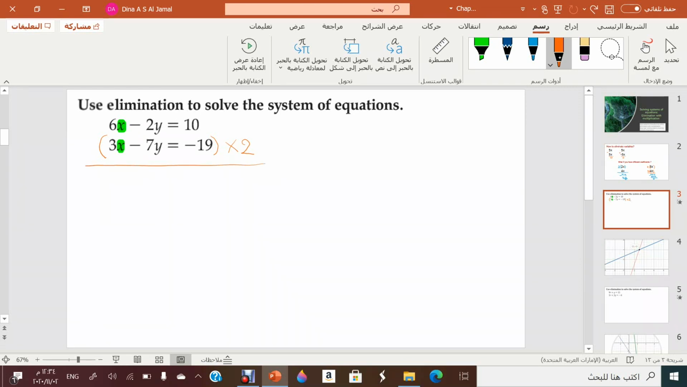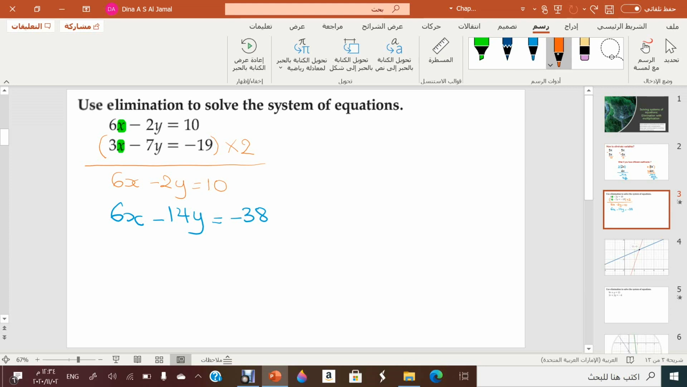So let's write it again. The first one, you didn't change anything, just keep it as it is, equal to 10. Then the second one, it's like you are doing the distributive property throughout this equation. First of all, 2 multiplied by 3 is 6x, minus 7 multiplied by 2, 14y, equal minus 19 multiplied by 2, which is minus 38.